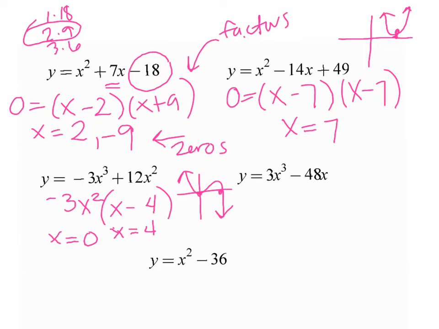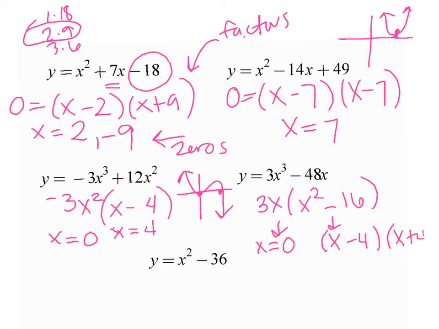Similar on this one, I'm going to factor out a 3 first and an x. I'm going to erase that. So always look for a greatest common factor. Okay, when I do that, I am left with x squared here and 16 here. This one gives me x equals 0. And then this one, I can actually factor one more time. It's the product of perfect squares. So then I also get x equals plus or minus 4.